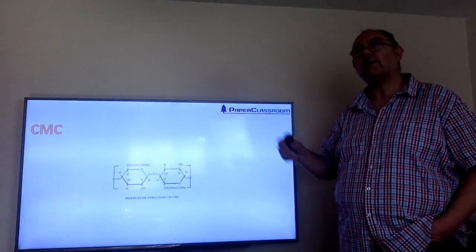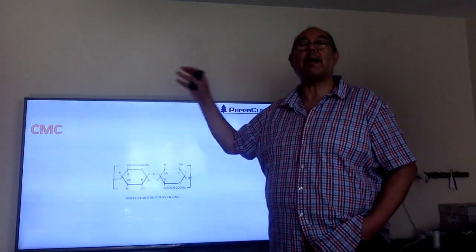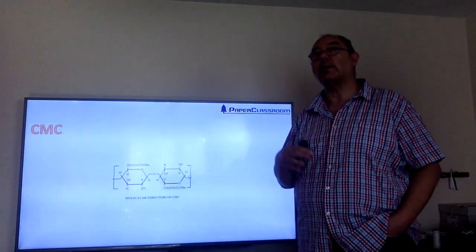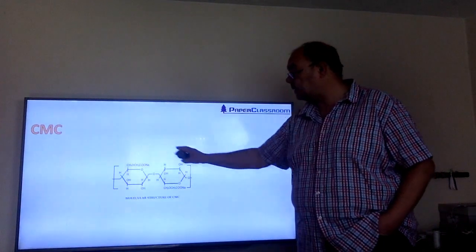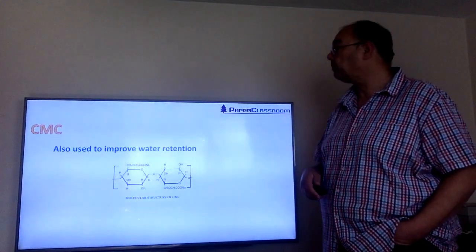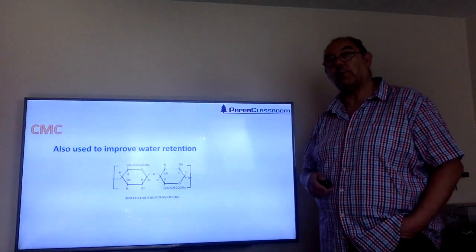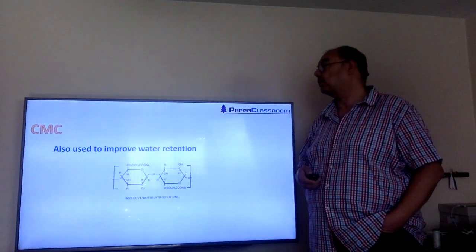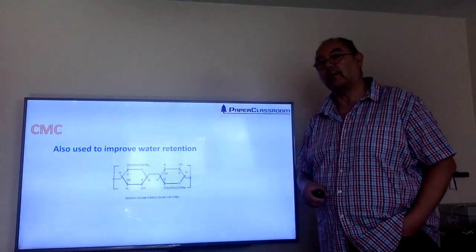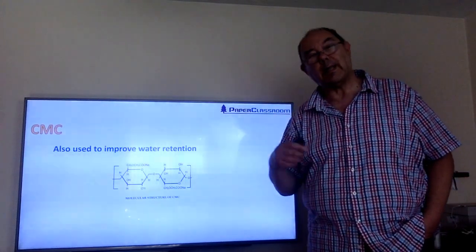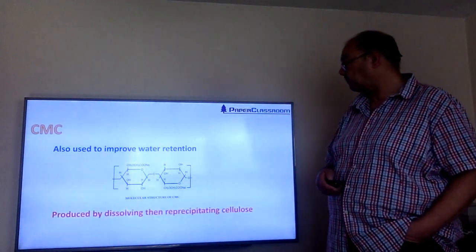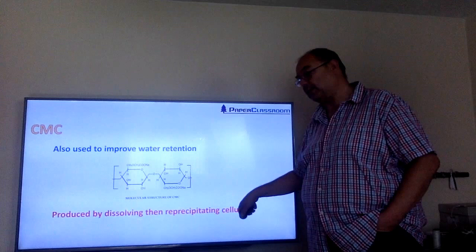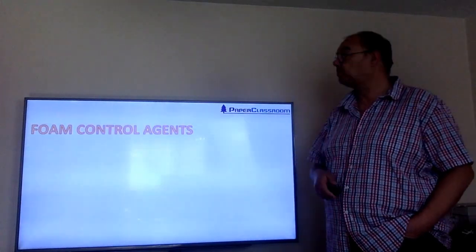A sort of poor man's polyvinyl alcohol is CMC, carboxymethyl cellulose, derived ultimately from things like cotton or trees. You dissolve up the cellulose and then reprecipitate it, and you've got CMC. This is the typical sort of CMC molecule. These are also used to improve water retention. Not as good as polyvinyl alcohol, but a lot cheaper than polyvinyl alcohol. And also like polyvinyl alcohol, it's a carrier for OBAs, so it helps OBAs work more effectively. As we said, it's produced by dissolving and then reprecipitating cellulose, generally from cotton, but can be from wood.